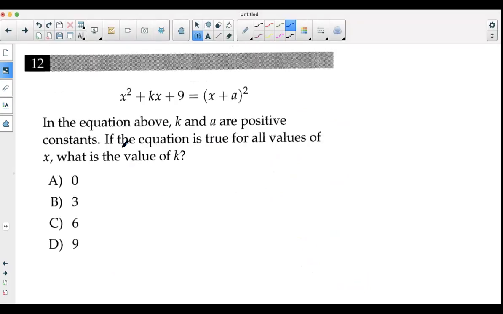Number 12, in the question about k and a are positive constants. If the equation is true for all values of x, that means that they are actually equal expressions. What is the value of k? All right, value of k.